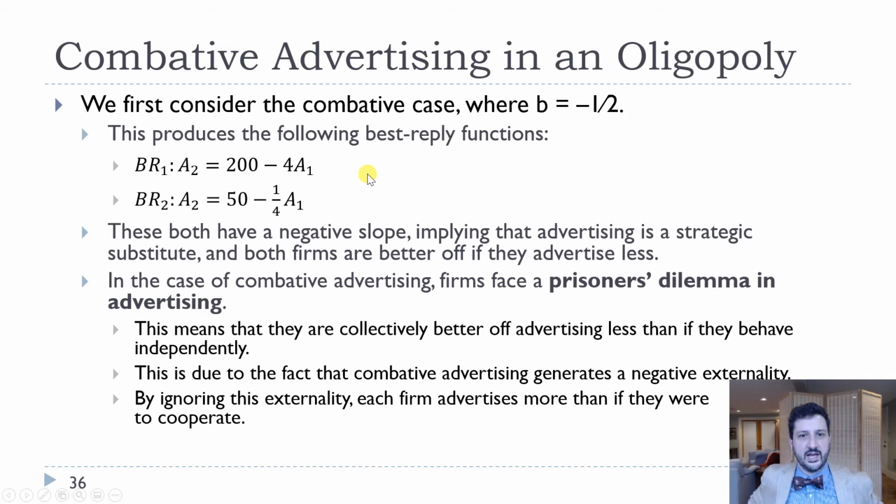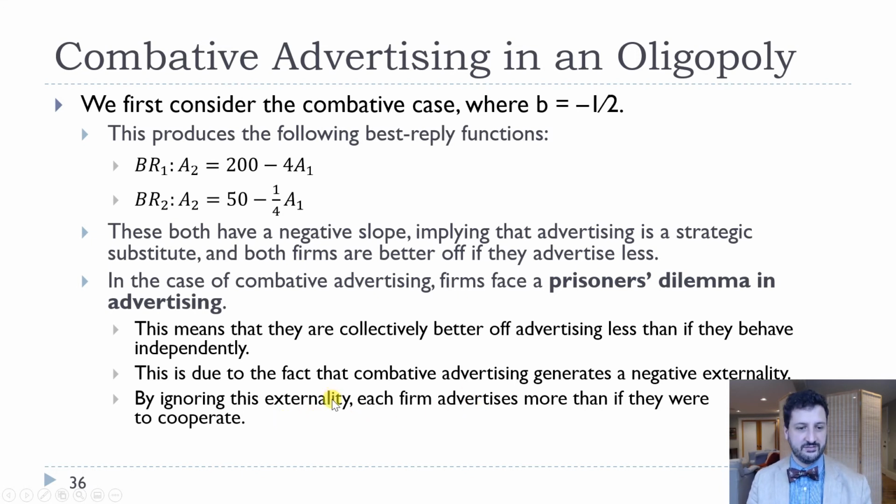So first, we'll look at the combative case where B equals minus 1/2. And this gives us negative sloped best response functions, right? So 200 minus 4A1 or 50 minus 1/4 A1 for the best response functions. In this case, we're basically in a prisoner's dilemma in advertising, right? Both firms would be better off advertising less than if they behave independently. That's because of this negative externality that comes from combative advertising.